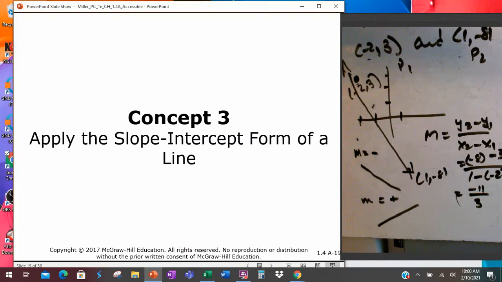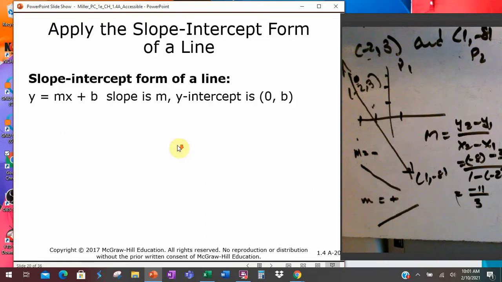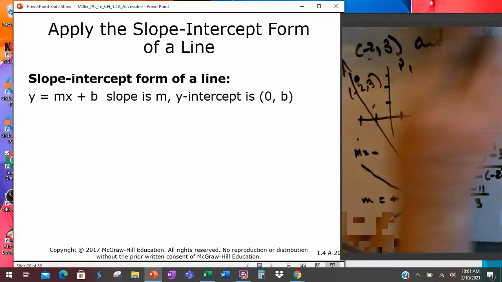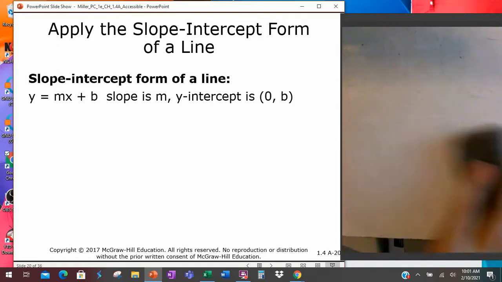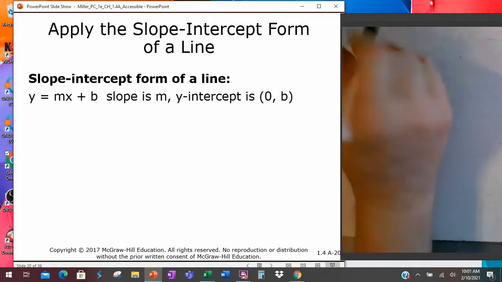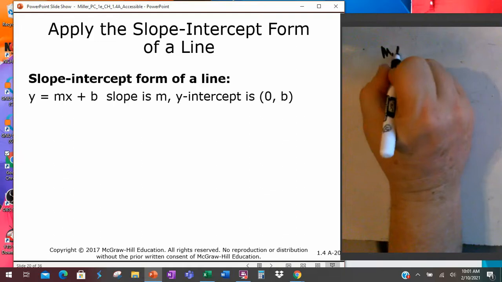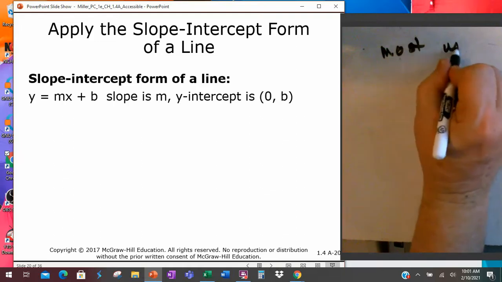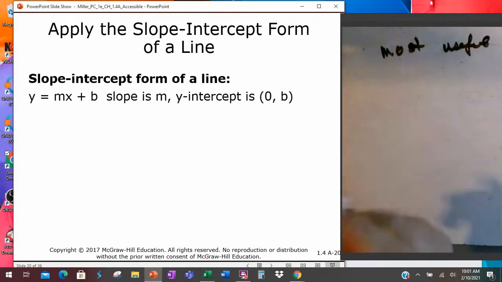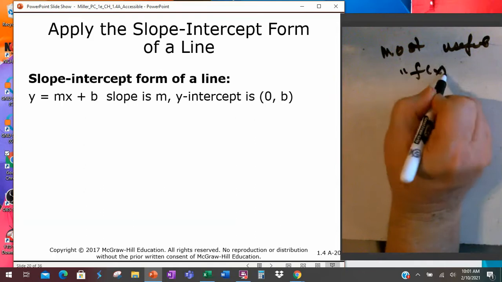Okay. So that was kind of based around the standard form. However, the slope really goes with the slope-intercept form. So I'm going to go ahead and introduce that. So this is the slope-intercept form. This is the most useful in terms of what we're doing, functions.